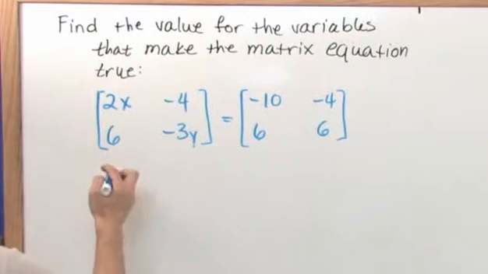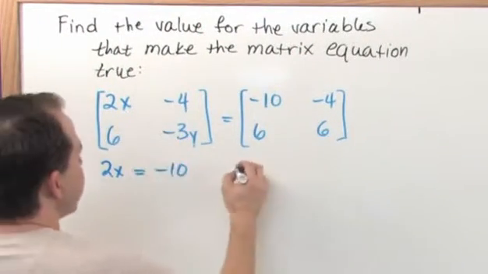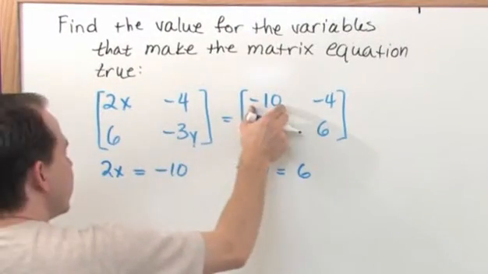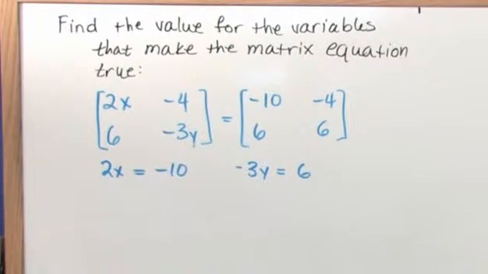So all you have to write down is 2x is equal to negative 10, and also negative 3y must be equal to 6. This element must be equal to this element. This element must be equal to this element. If that is true, then that means that these two matrices really are equal to each other, which we're claiming that they are. So now you just solve for x.